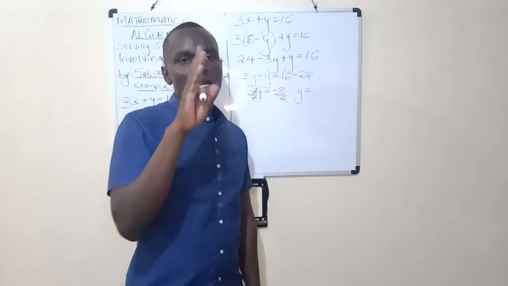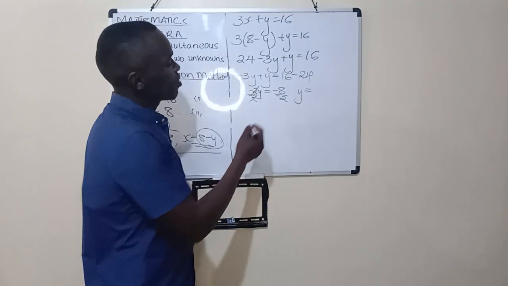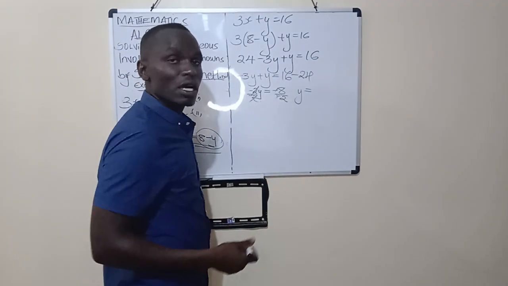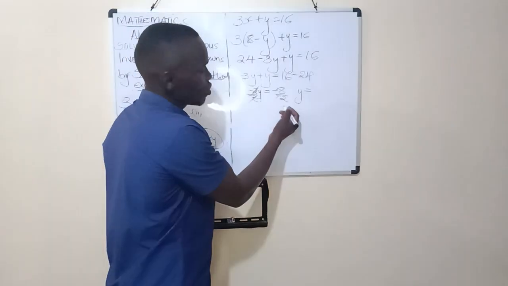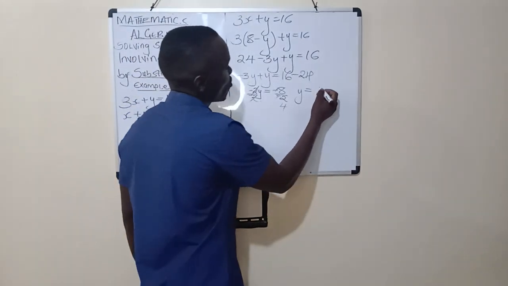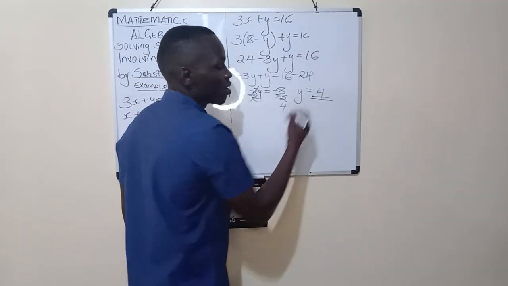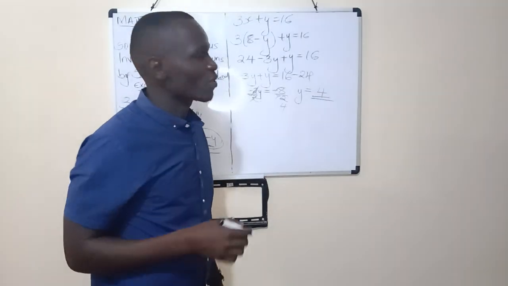Are you together, class? Now, from there, if you are to divide minus 8, this one and this one are going to cancel. The 8 divided by 2, this one is going to be 4. So the value of y is going to be 4. Very well. I hope we are together.